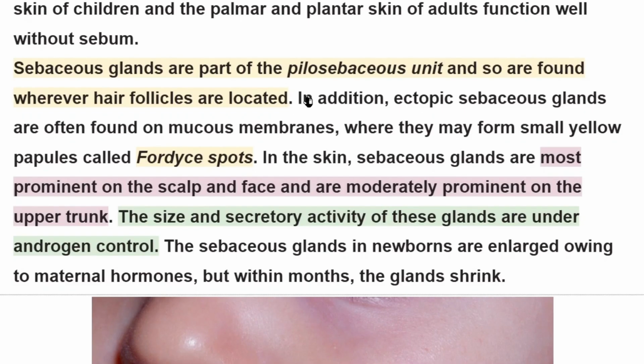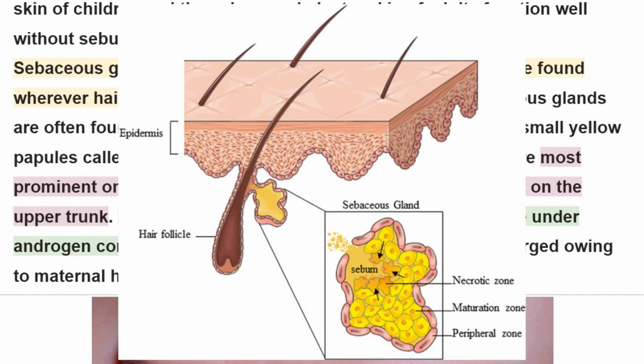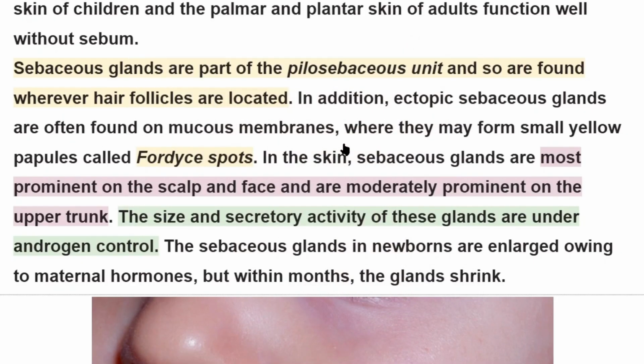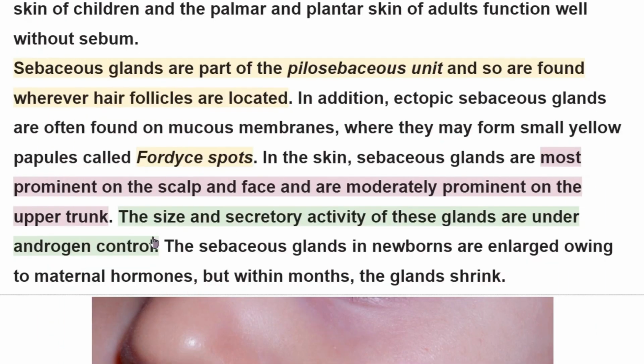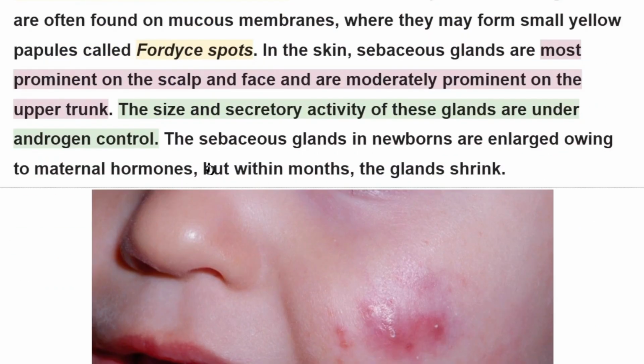Sebaceous glands are part of the pilosebaceous unit and so are found wherever hair follicles are located. In addition, ectopic sebaceous glands are often found on mucous membranes, where they may form small yellow papules called Fordyce spots. In the skin, sebaceous glands are most prominent on the scalp and face and are moderately prominent on the upper trunk. The size and secretory activity of these glands are under androgen control.